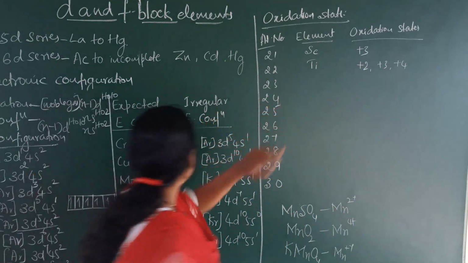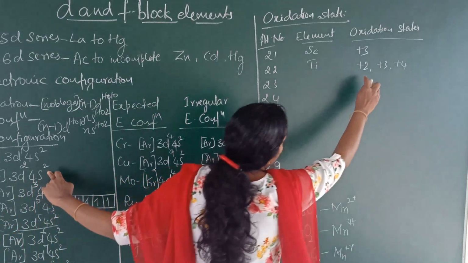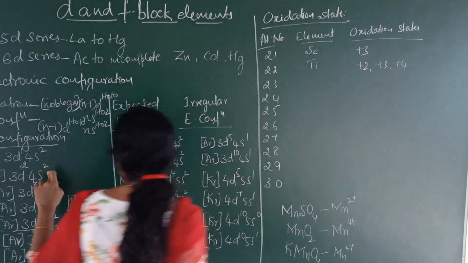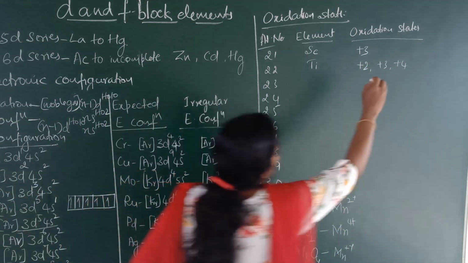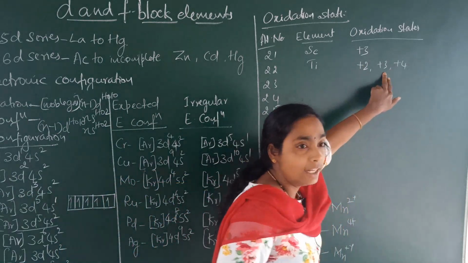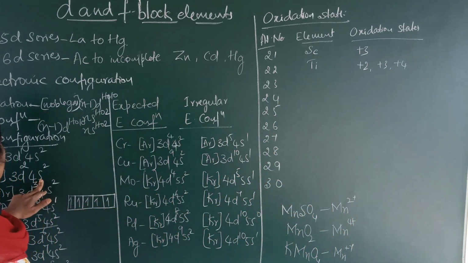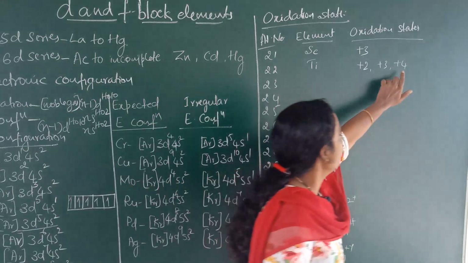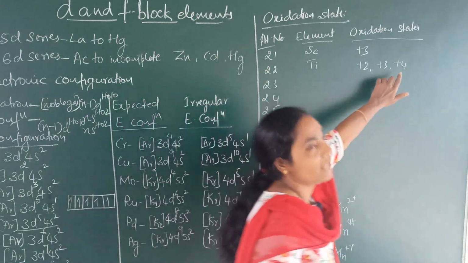If only s electrons are involved in the chemical bonding process, then the oxidation state of titanium in that compound is +2. If 2 s electrons and 1 d electron are involved in the chemical bonding process, then the oxidation state of titanium in that compound is +3. If 2 s electrons and 2 d electrons are involved in the chemical bonding process, then the oxidation state of titanium in that compound is +4.